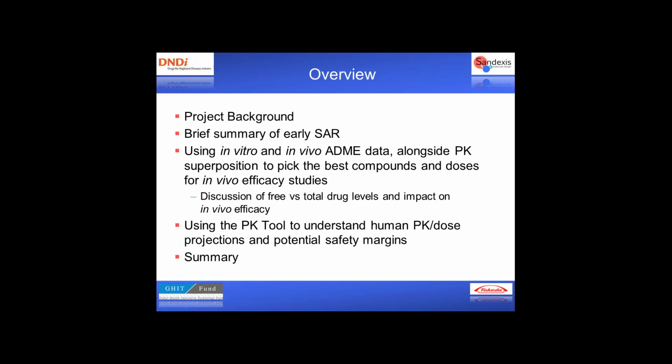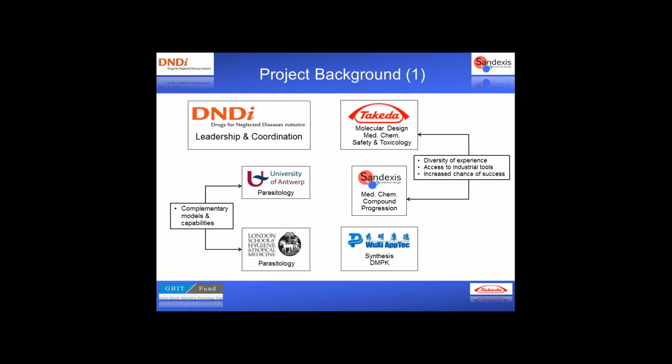I'll touch a little bit on some thoughts on free versus total drug levels and how that can impact in vivo efficacy. And then from there go on to talk about the PK tool itself and how we've been using that to not only understand what our human PK and dose projections might be, but also to think about safety margins over some off-target activity, and then wrap up with a quick summary at the end. Okay.